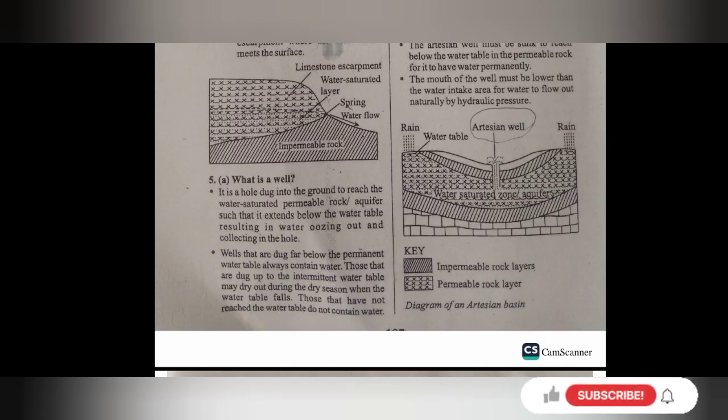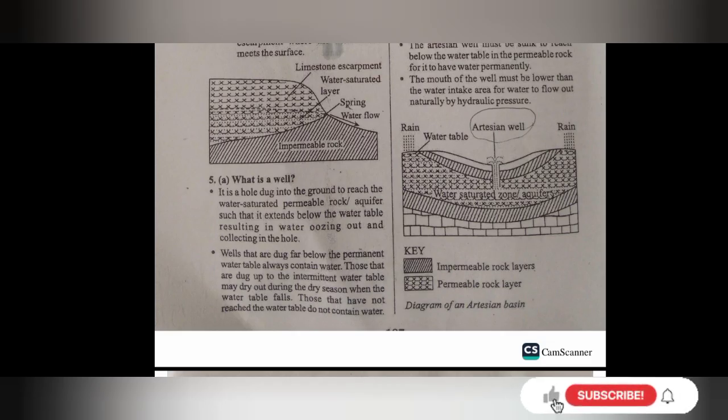And in that circumstance, if a well is sunk into the aquifer of an Artesian basin, water will normally come to the surface through what we call hydraulic pressure, so long as the mouth of the well is below the water table, and that hole that is sunk into the aquifer is what we call an artesian well.